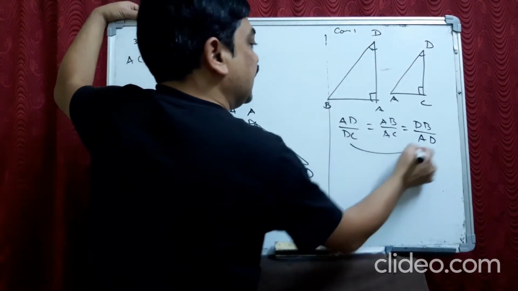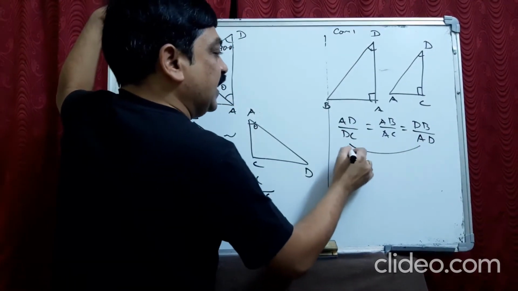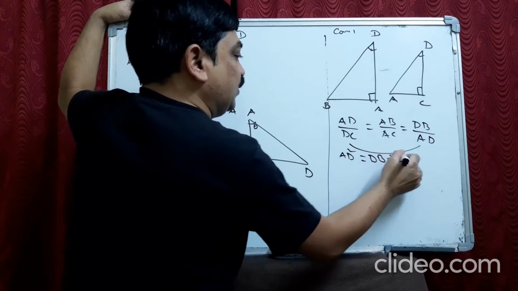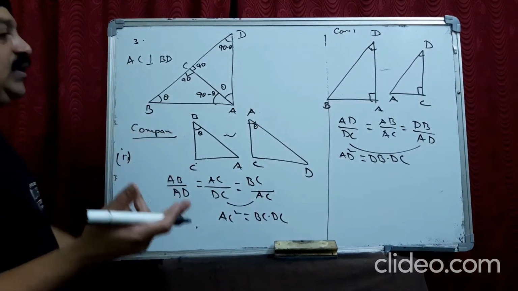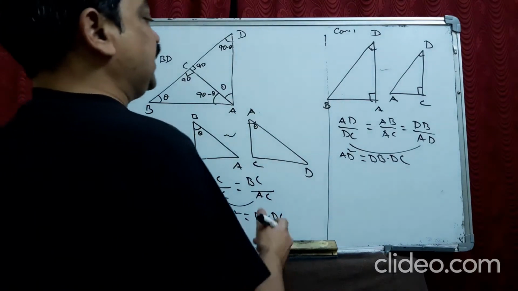Now I take the first and the last. If I take first and the last, it becomes AD square equal to DB into DC. That's what they have asked us to do. Okay, third one is this one. Now I take the bigger triangle again.